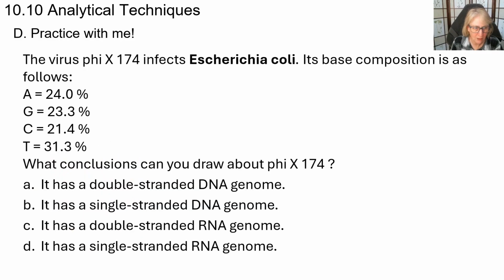How about this one? Oh, it looks complicated. I like it. The virus phi X 174. Sounds like a Borg. It infects Escherichia coli, so this is E. coli. Its base composition is as follows. Don't make any assumptions here, except this is a bacteria, and it has DNA that follows the rules. What do you know about phi X 174? I'll give you a second, and then I'll come back and do a starter and then another break.